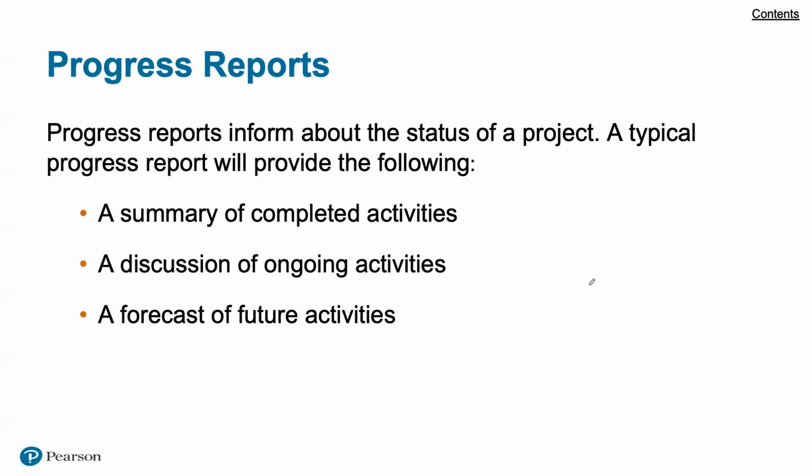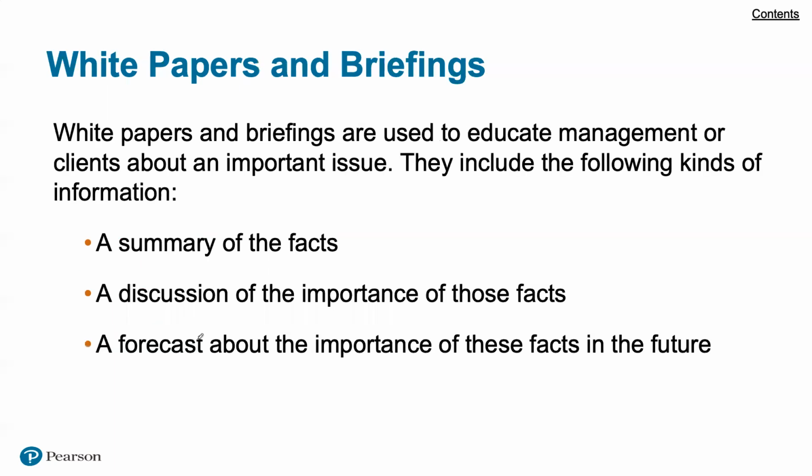A typical project report will provide the following: a summary of the completed activities, a discussion of ongoing activities, and a forecast of future activities. So a summary, a discussion, and a forecast. A lot of times there is information about how well you're performing against metrics, whether it be cost, whether it be manpower, and schedule. Those are some things that you typically could have that would be part of that. So you can have that first thing, you can have progress reports.